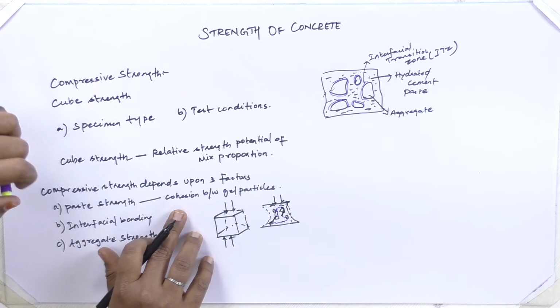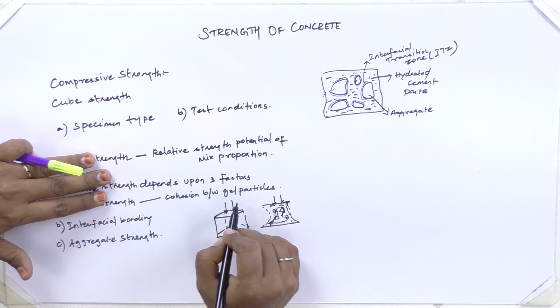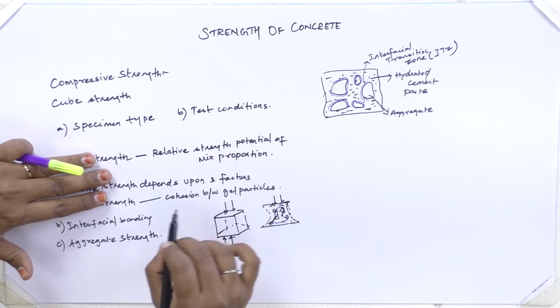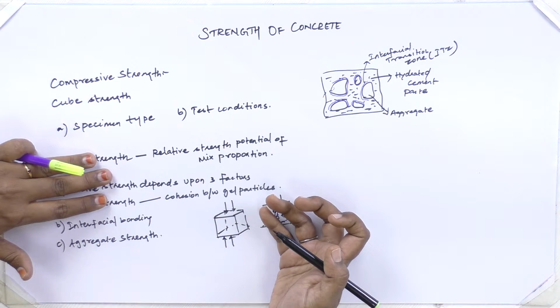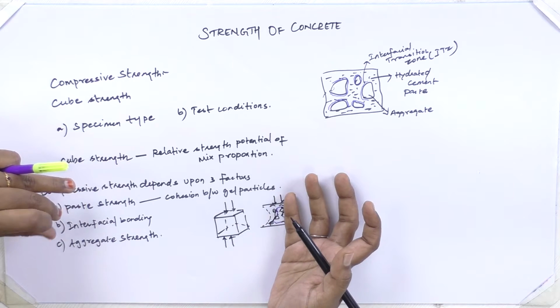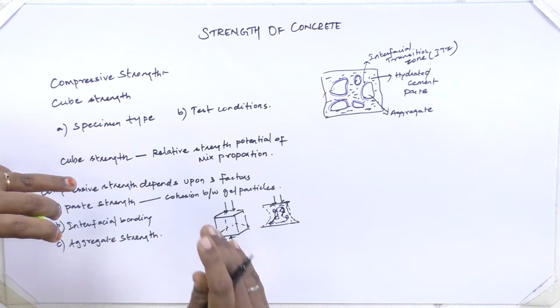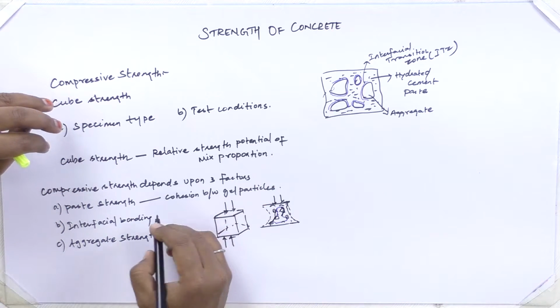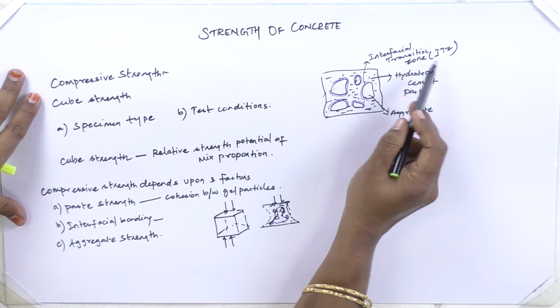So the paste strength is due to the cohesion between gel particles. A theoretically calculated paste strength will have a much higher value when compared to the actual paste strength. That is mainly because of the flaws present in the materials. This interfacial bonding is nothing but the ITZ.